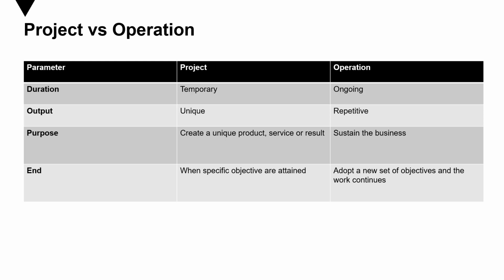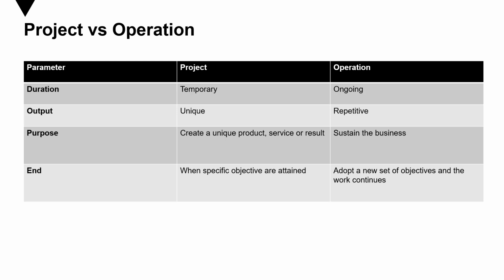As far as the purpose is concerned, the purpose of a project is to create a unique product, service, or result. Whereas for an operation, the purpose is to sustain the business. And as far as the end is concerned, the project ends when the specific objectives are attained. And for an operation, you adopt a new set of objectives and the work continues. So it's an ongoing process.